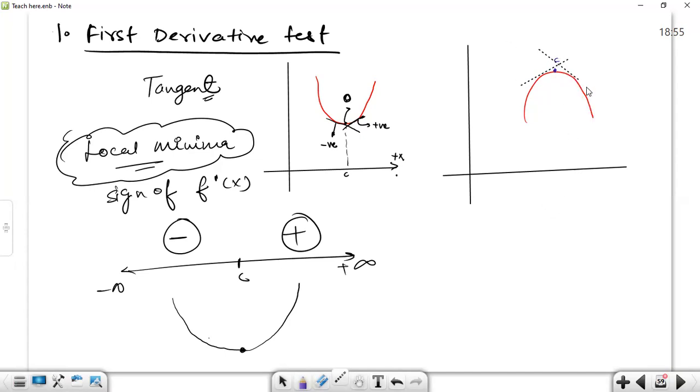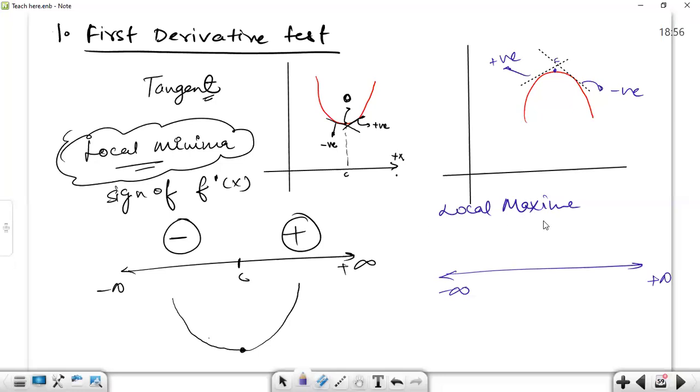So it would be making some angle between 90 to 180 degrees. Okay, so this is having positive slope, this is having negative slope, so minus infinity to plus infinity. If we talk about local maxima, and the sign of f dash of x, the slope.